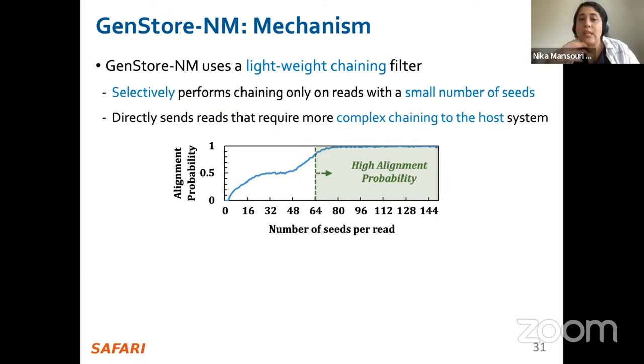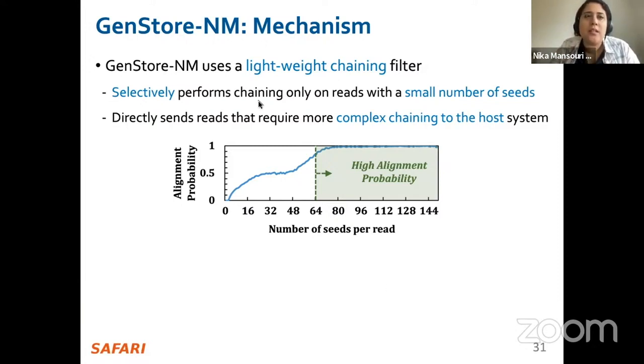Given this, reads that already have a lot of matching locations and a lot of seeds can directly be sent to the host system for full read mapping and bypass the in-storage filter, because these reads wouldn't filter anyways. So we don't need to invest in performing that operation to see whether they would filter or not.